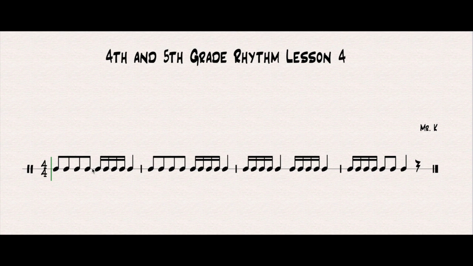Notice the first measure has a duplicate. The second measure is exactly the same. So we're looking for patterns. Do you see any other patterns?